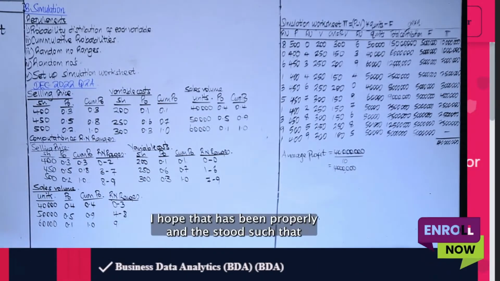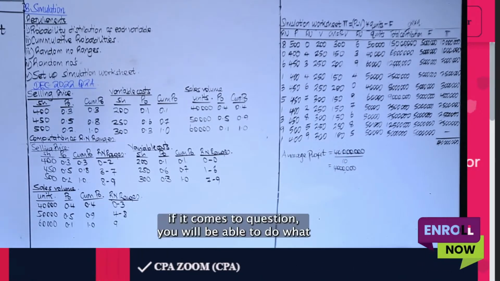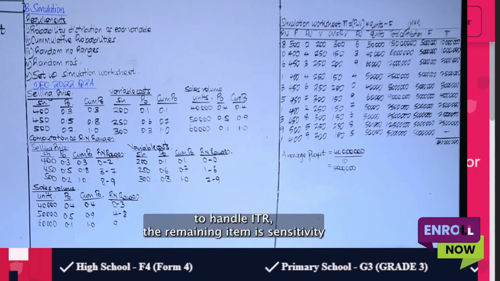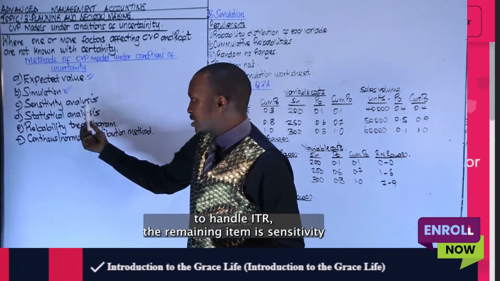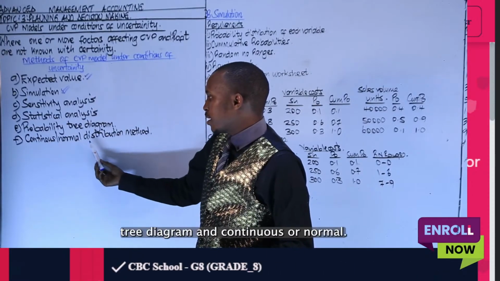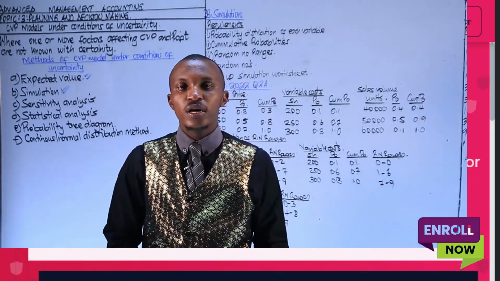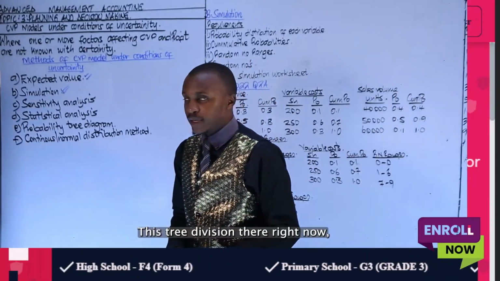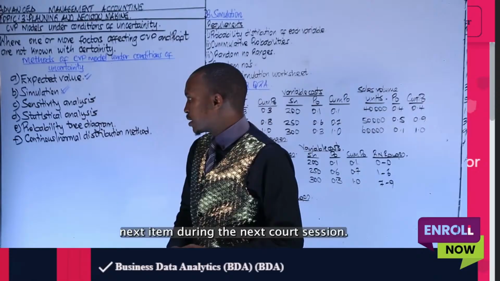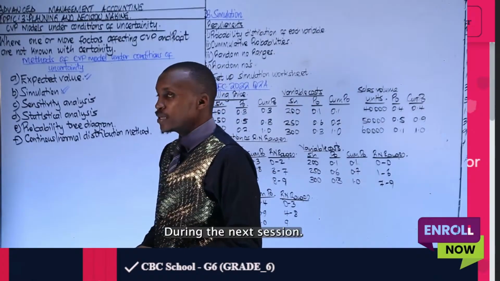All right, I hope that has been properly understood, such that if it comes to question, you will be able to handle it. So the remaining items is sensitivity, statistical analysis, probability tree diagram, and continuous or normal distribution. We're going to cover these next items during the next session.